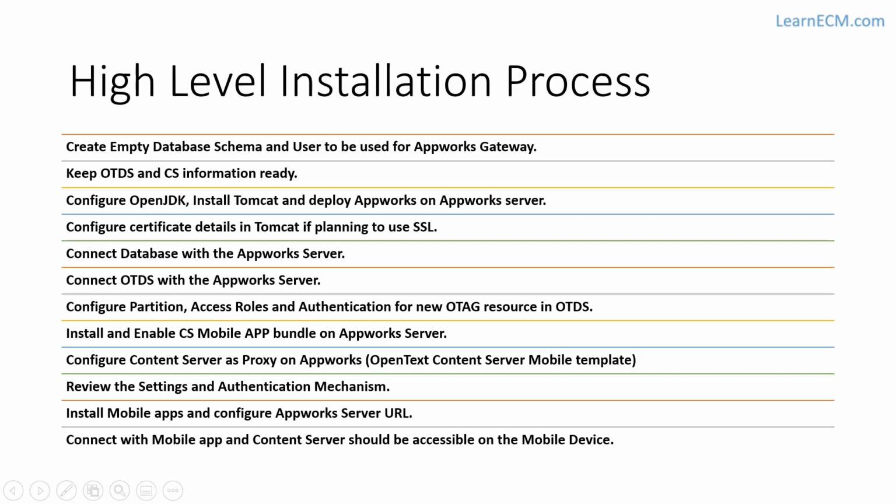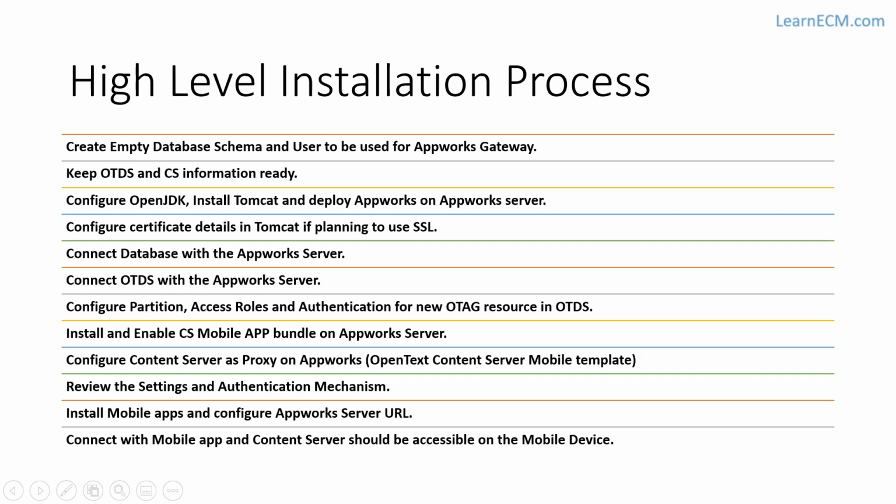So first thing we need to do is to connect our database with the AppWorks server. So that will be our fifth step. Once we connect our AppWorks to the database, then we need to provide the OTDS server details so that it can connect with our OTDS. Once that is done, it will create a partition and a new resource in our OTDS itself.